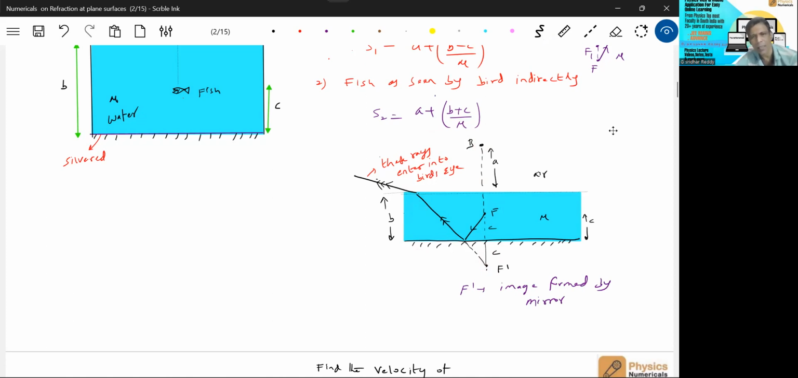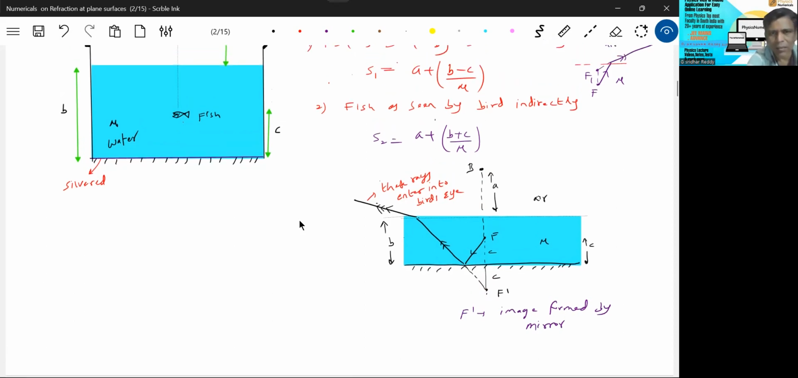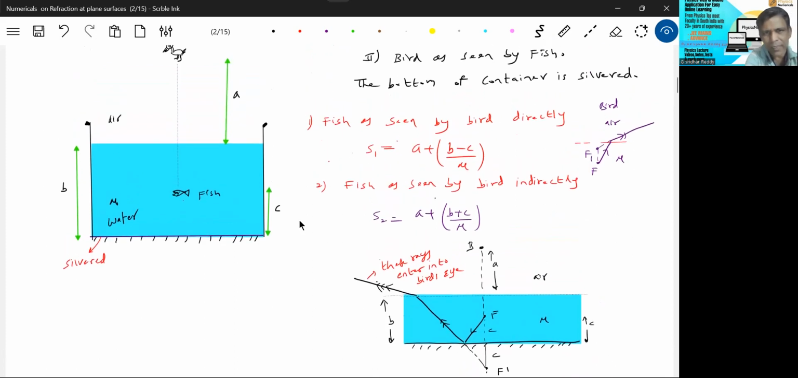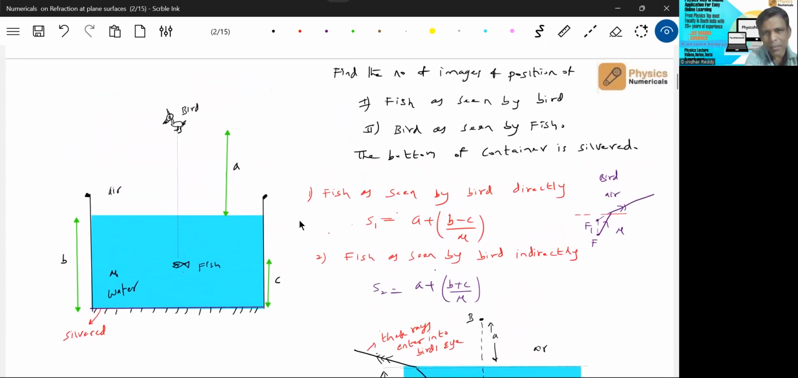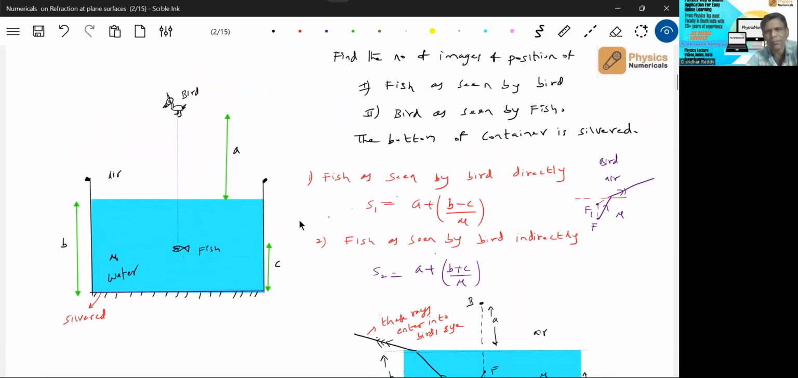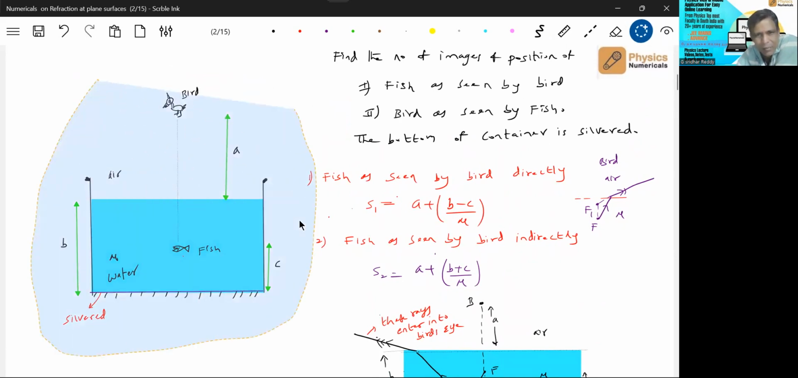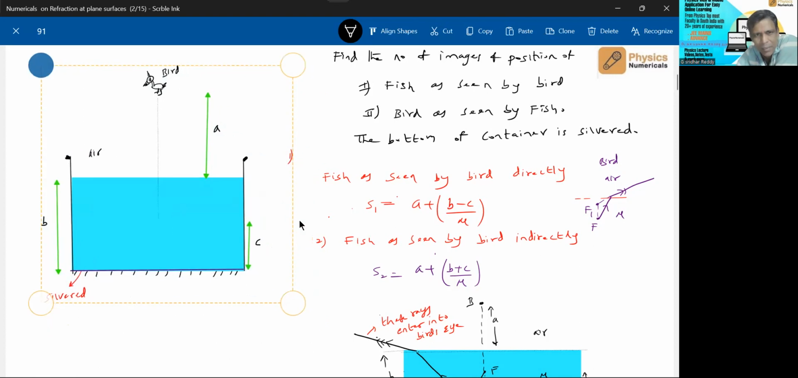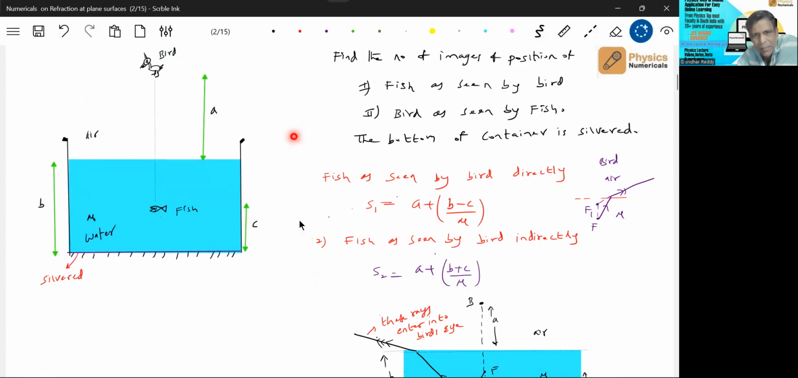Okay, similarly, we'll go for the next part. Bird as seen by the fish directly. Let me keep this as a reference diagram. Let me not disturb that. Bird as seen by fish directly. I think this will be much easier.